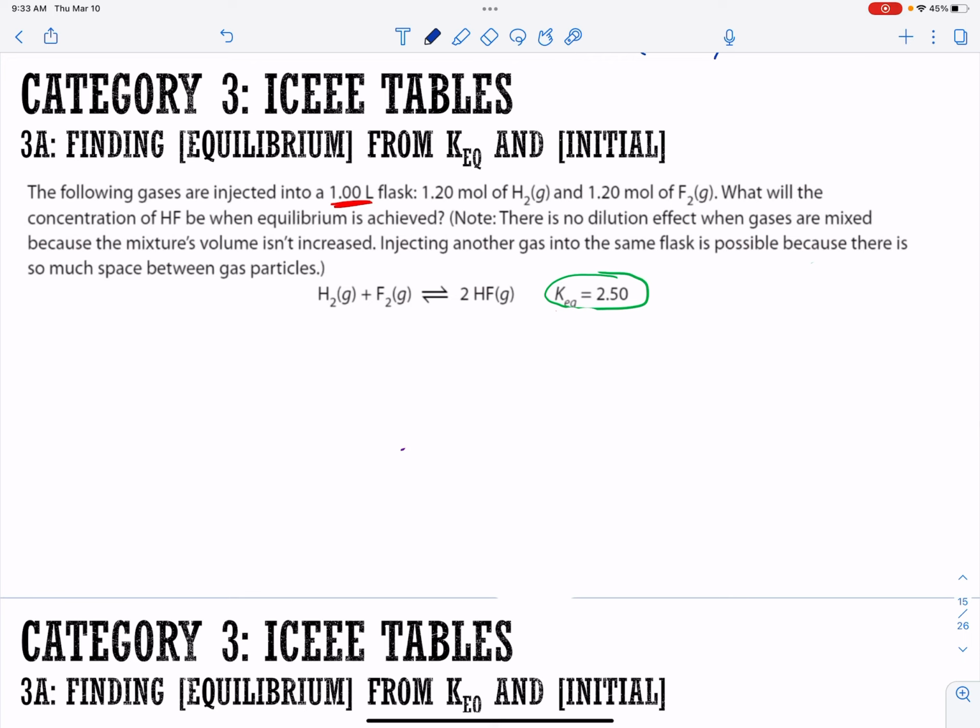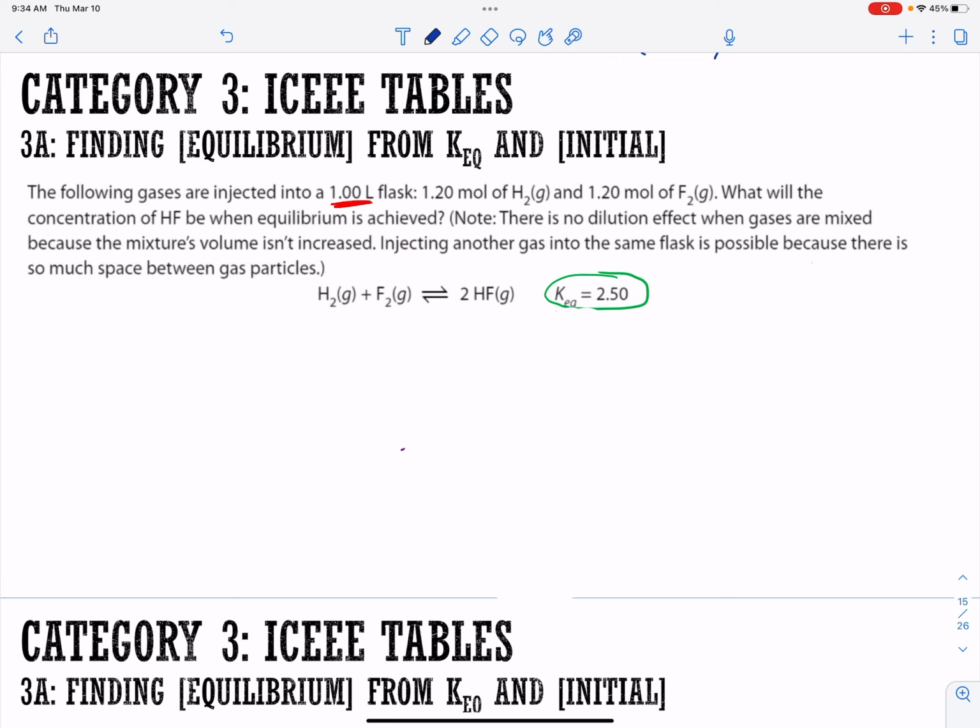Okay, category 3 ice tables. This time, we're asking to find the equilibrium concentrations from KEQ and an initial concentration, but we're not given any of the equilibrium concentrations. So we're going to try and do a little bit more with these. I like to call these ICE tables because we're going to add a couple of rows to our ice table to make sense of all the information.